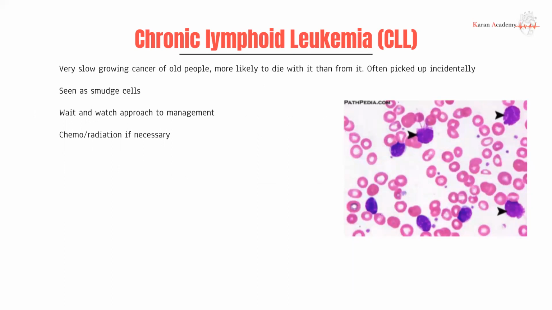And as you can imagine, this is going to be a very slow growing tumor. Very rarely does it have an accelerated or a blast stage. It's one of those things where you're more likely to die with than from, and it's usually picked up incidentally. You often also see smudge cells, and this is basically because the cells kind of lyse and appear to be smudged. And you basically have a very wait and watch approach to managing CLL. You would only treat them if they are symptomatic and if they have a relatively long life expectancy. So if someone is expected to live for 2 or 3 more years, it's very unlikely that you treat them.